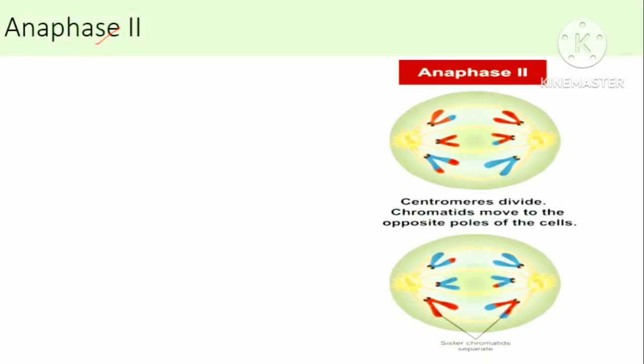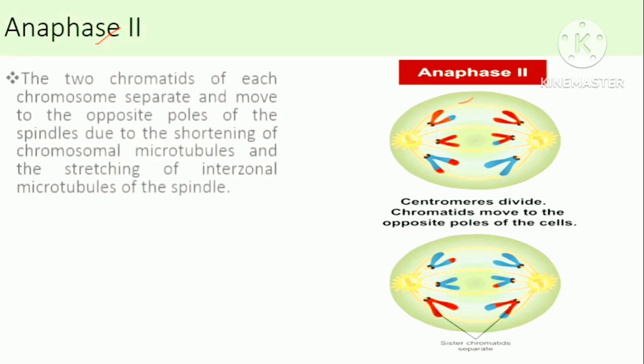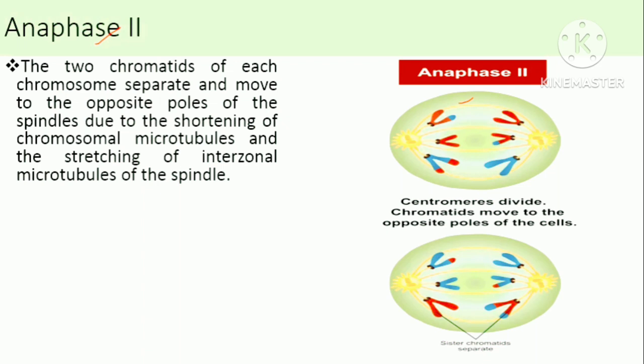The next phase is anaphase 2. It is just similar to that of mitosis. Here, the chromosome breaks from the centromere and each arm of the chromosome will move towards the opposite pole due to stretching of these interzonal fibers. So the two chromatids of each chromosome separate and move to the opposite poles of the spindle due to the shortening of chromosomal microtubules and the stretching of interzonal microtubules of the spindle.